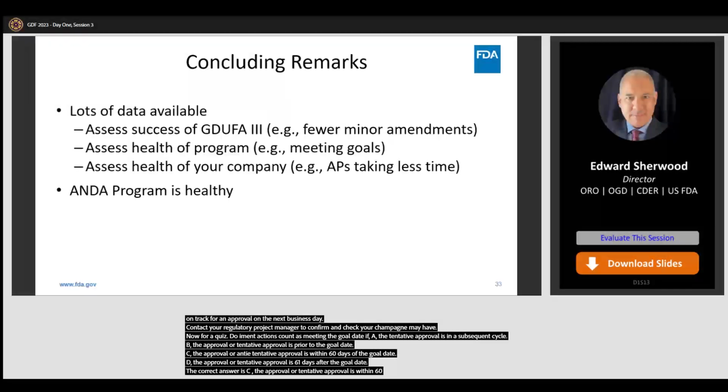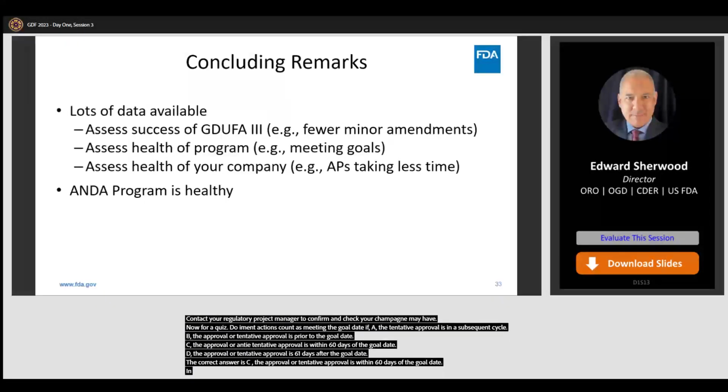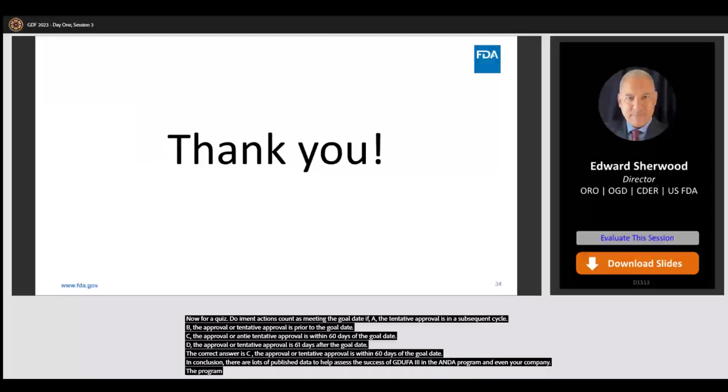In conclusion, there are lots of published data to help assess the success of GDUFA III and the ANDA program, and even your company. The program is healthy and we look forward to your applications. Thank you for your interest in the GDUFA III metrics.